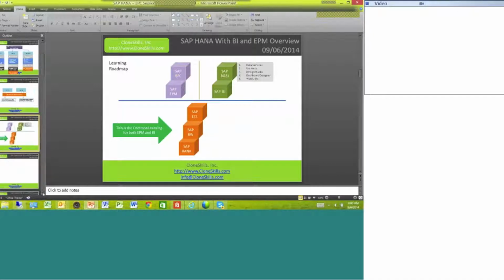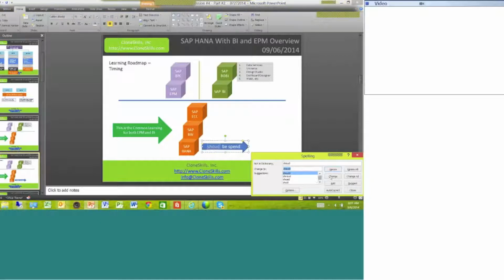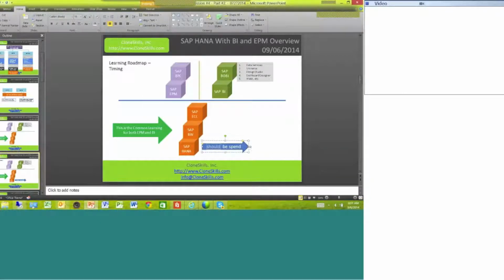Let's take a look at the time that is required. So let's put the time here itself. In this learning roadmap, how much time do we need to spend, or where do we need to focus? I'm not going to quantify it, but I'm going to say this: you should spend at least 20 to 25% of your time here. So we should spend 20 to 25% of your time in this learning process.